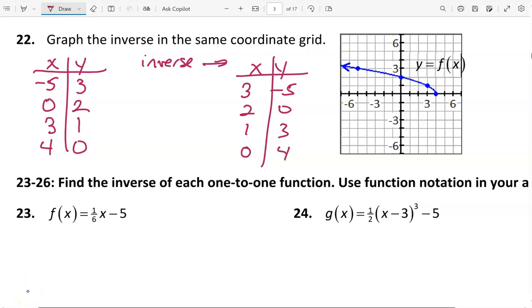We can plot those points. 3 comma negative 5, 2 comma 0, and I graphed that wrong, 2 comma 0, 1 comma 3, and 0 comma 4. And there's the graph of the inverse, which I'll label f inverse of x.